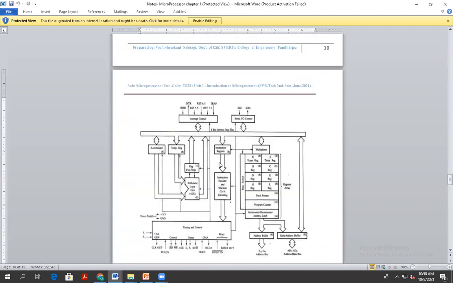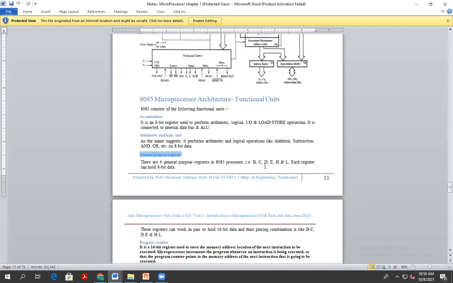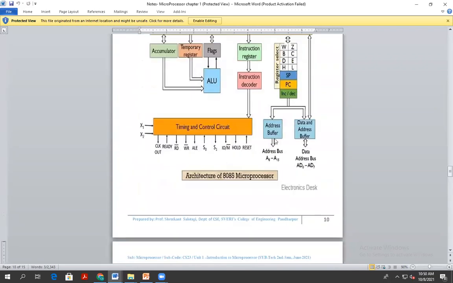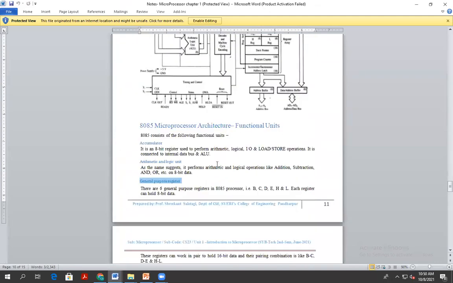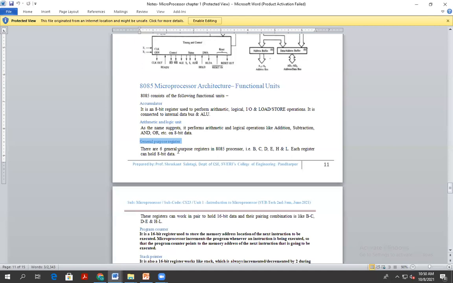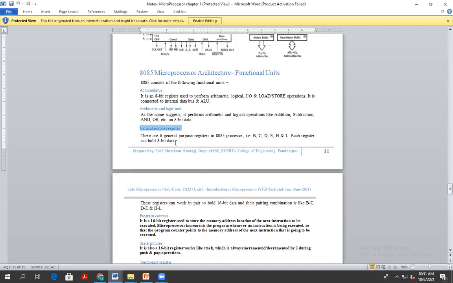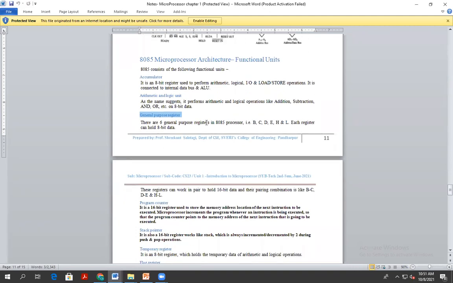This one we have to say general purpose registers. So in this block, what registers do we have to use? There are 6 general purpose registers in 8085. A is reserved for the accumulator. So B, C, D, E, H, and L, each register can hold 8-bit data. For that purpose we have to use it.